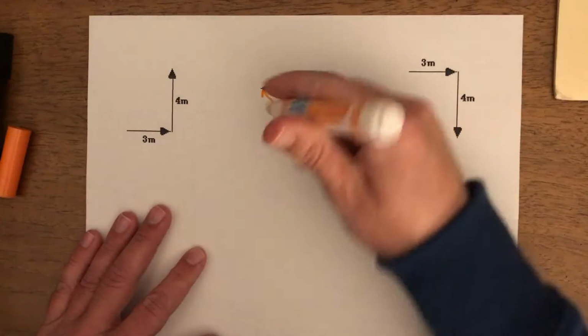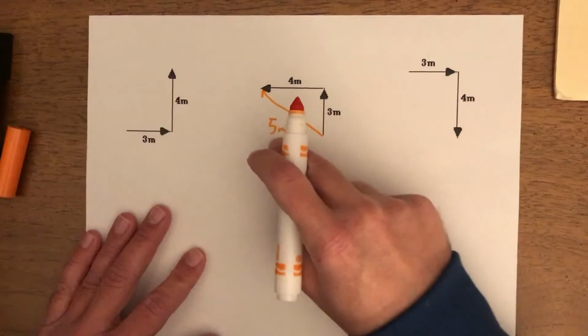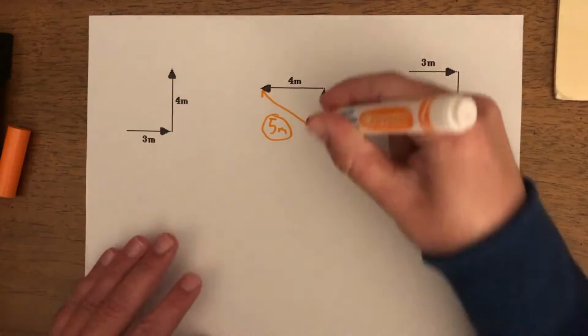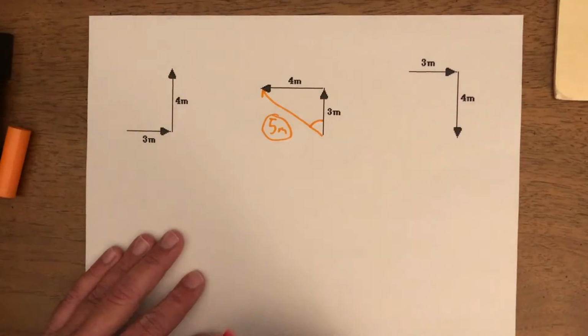So this is easy. It's a 3, 4, 5 triangle, but remember, if it wasn't so easy, it'd be 3 squared plus 4 squared. Square root of that is 5. So boom, we've got our displacement. But now we still need to get our angle. So our direction. What is that angle right there?